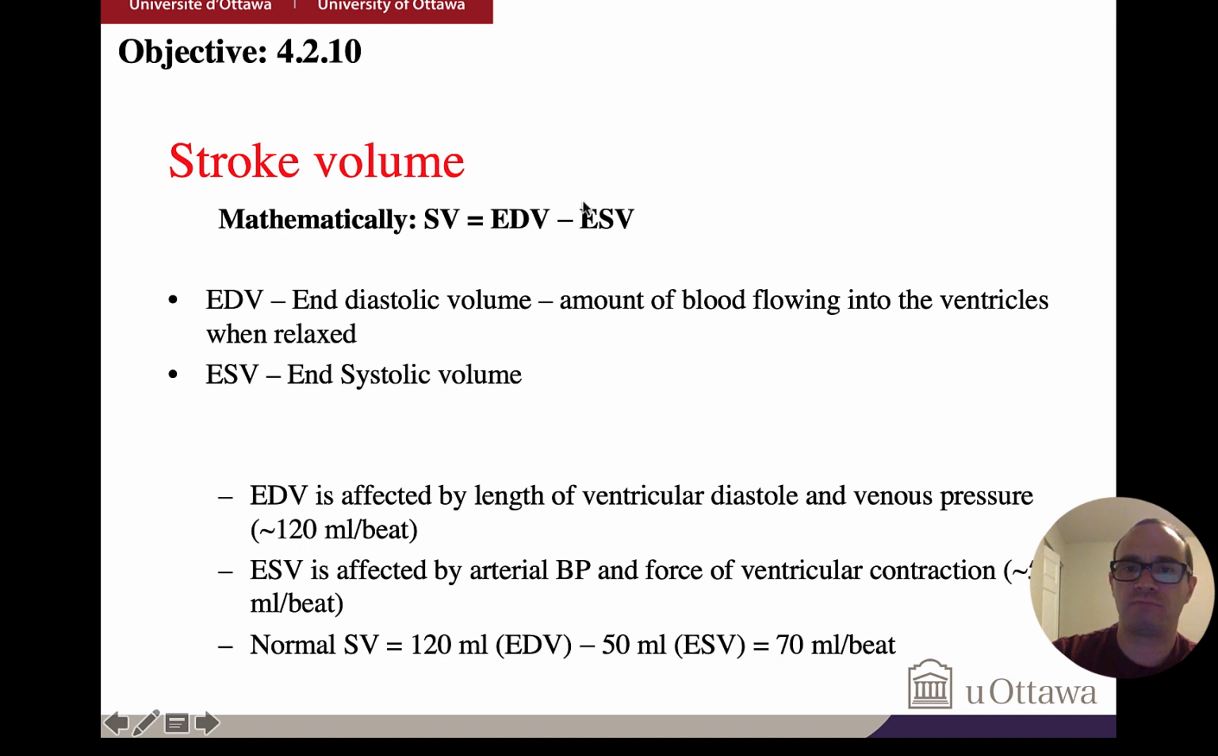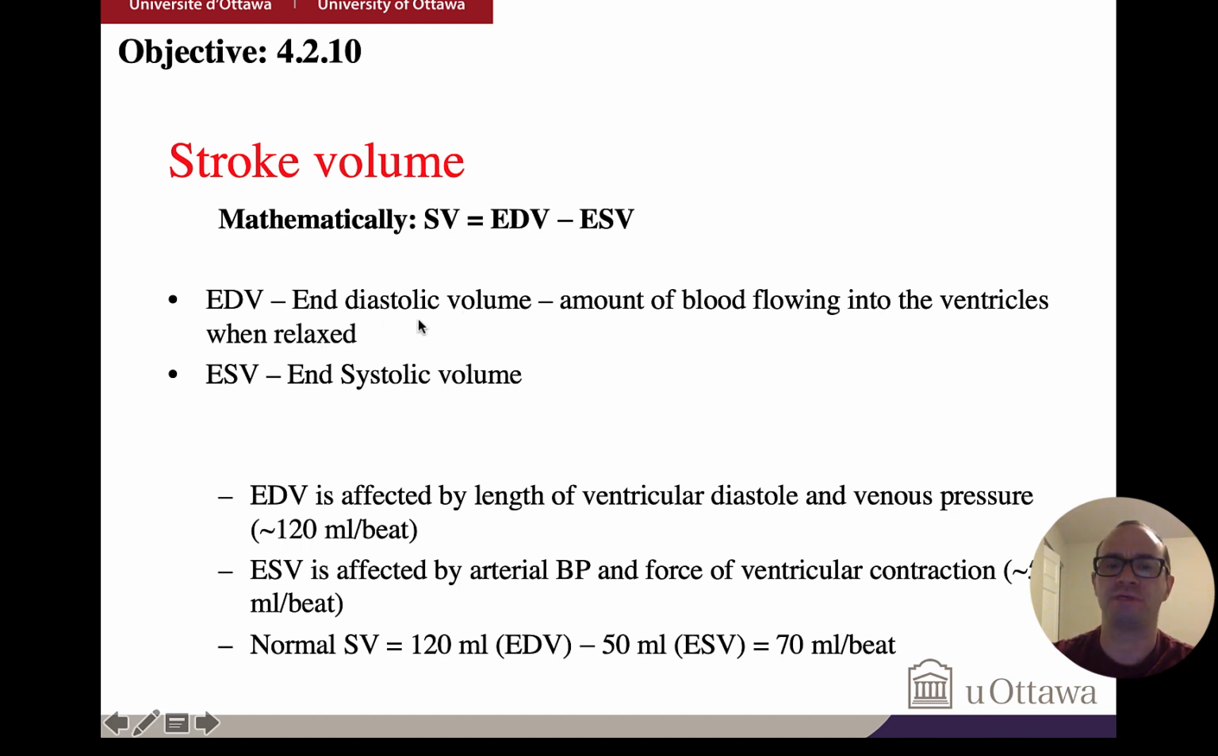And probably an unnecessarily complicated way of saying that stroke volume is equal to the amount of blood that's loaded into the ventricle versus that which remains once the ventricle contracts. Okay, so end diastolic volume is just that. It's the amount of blood that's flowing into the ventricle when they're relaxed. So that blood is ultimately being returned by the vena cava. It's flowing through the right atria, for example, into the right ventricle. Same thing is happening on the other side of the heart.